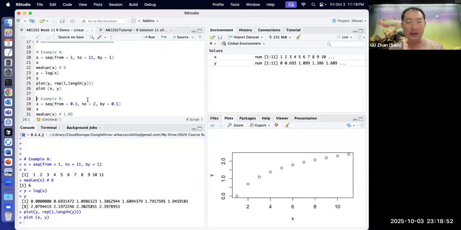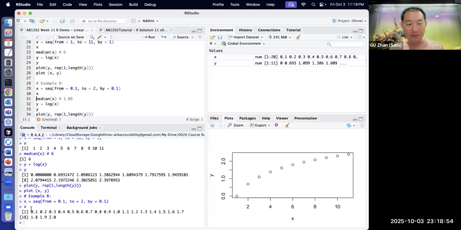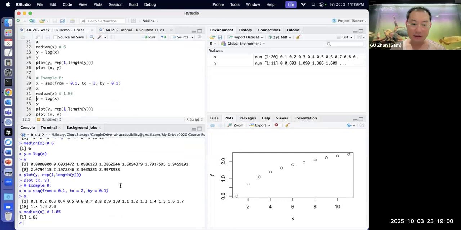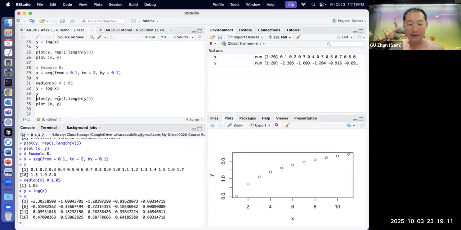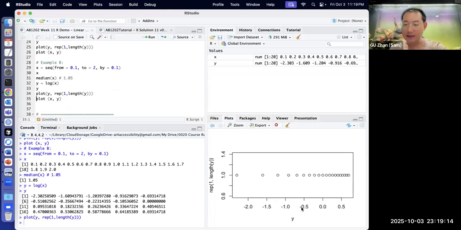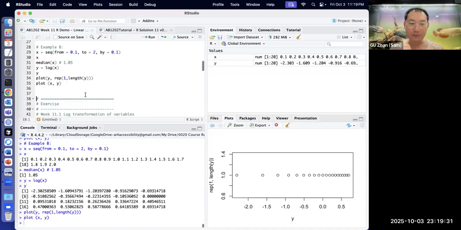Then for example B, we create an x from 0.1 to 2 with a step of 0.1. The median is the average of 1.0 and 1.1, so it will be 1.05. Then y is log x, and we can plot it. This is log x. For values where x is lesser than 1, the actual distance gets stretched. For values higher than 1, they get squeezed. And this is the plot.